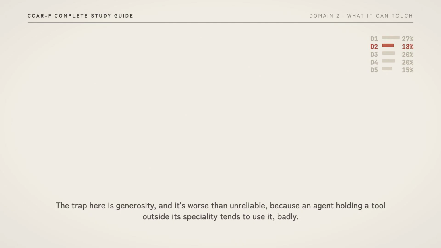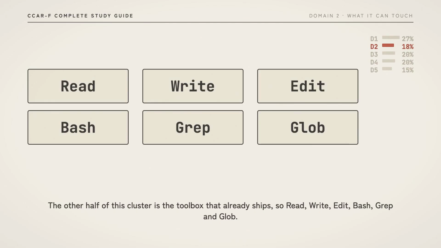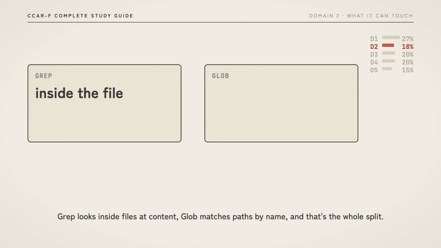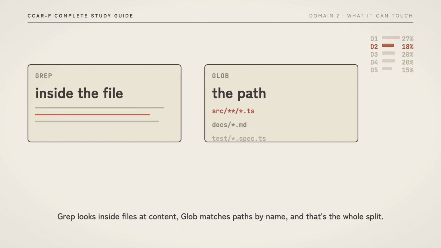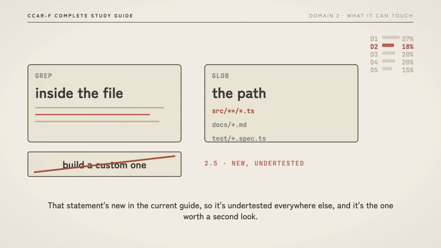to use it badly. The other half of this cluster is the toolbox that already ships, so read, write, edit, bash, grep, and glob. Reach for a built-in before you build one or wire one, because the guide gives them a task statement of their own. Grep looks inside files at content, glob matches paths by name, and that's the whole split. The trap is the option that builds a custom tool for something the built-in set already does. That statement's new in the current guide, so it's undertested everywhere else, and it's the one worth a second look.